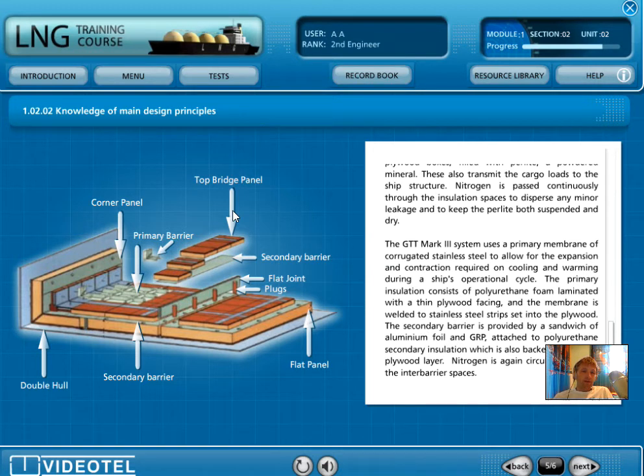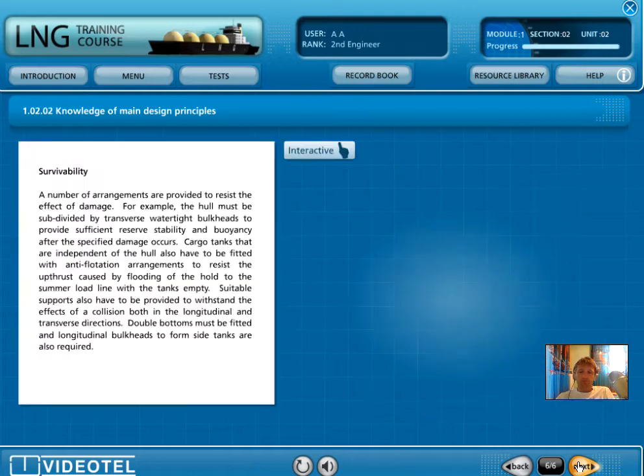So we can see how specified these cargo holds can be, and how the cargo must be protected from the leakages and also from other effects like stresses from the weather, from the sea. Everything must be taken into consideration.